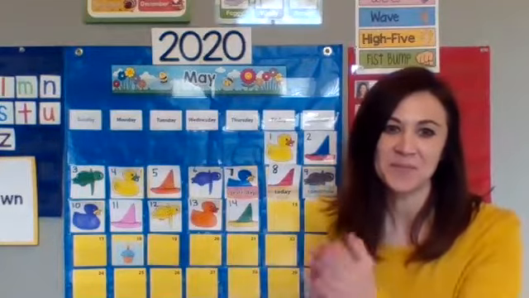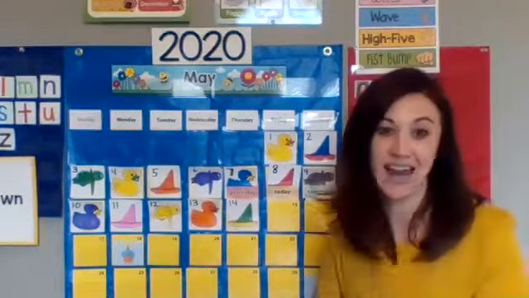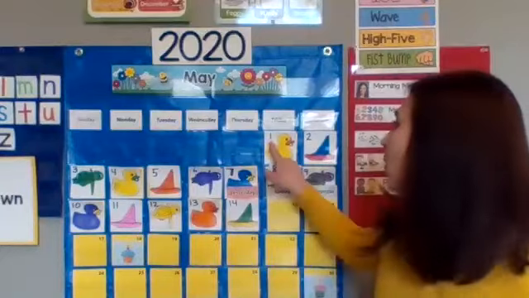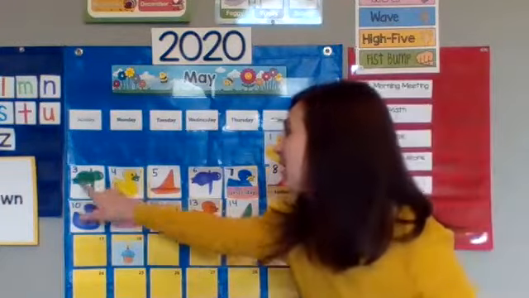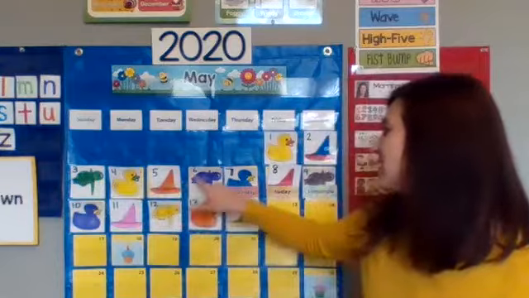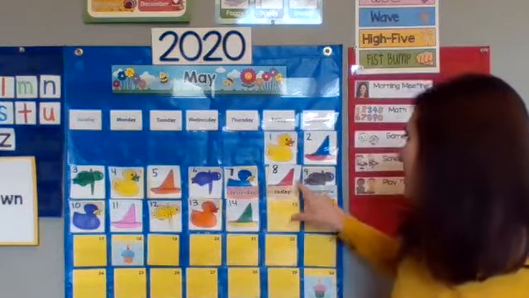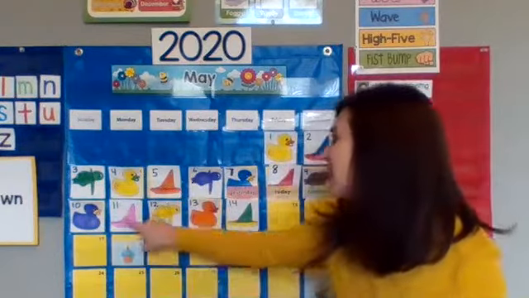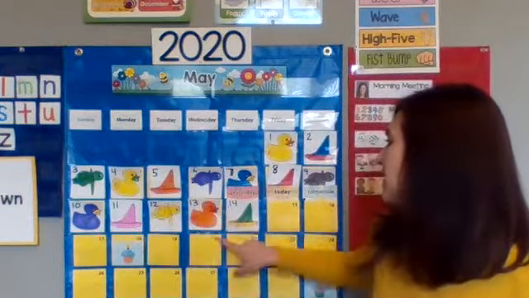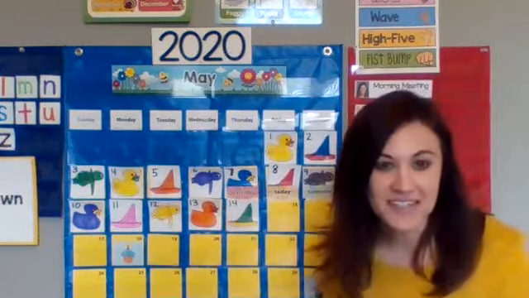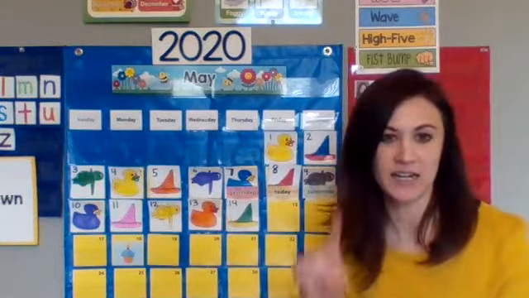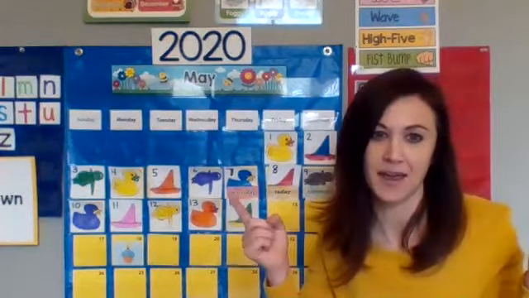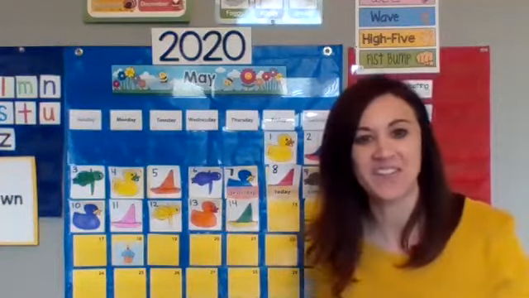All right, friends, let's count, starting with the number 1. 1, 2, 3, 4, 5, 6, 7, 8, 9, 10, 11, 12, 13, 14, 15. And remember how a 15 is a 1 and a 5. We never say "one-five," right? We say 15. A 1 and a 5 make up 15.